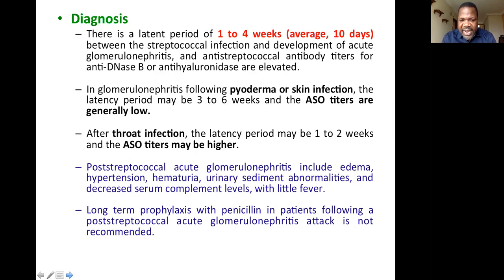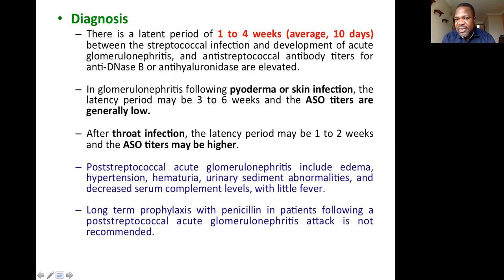Post-streptococcal acute glomerulonephritis includes edema, so the patient will present with edema, hypertension, hematuria, and urinary sediment abnormalities can be observed, and there is a decreased serum complement level, with a little fever or low-grade fever among those patients. Long-term prophylaxis with penicillin following an attack of post-streptococcal acute glomerulonephritis is not recommended. It's not the same as in post-streptococcal rheumatic fever, where we put those patients on long-term prophylaxis with penicillin to try to prevent recurrence.